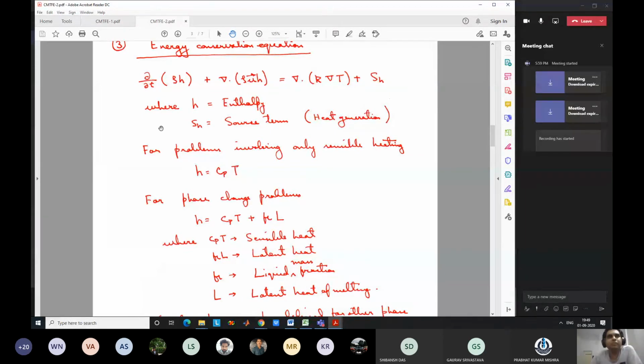So this also should be part of the energy, and then we write this H as Cp into T plus some mass fraction, sorry, not volume fraction, mass fraction into latent heat. What does this mass fraction represent? It represents how much of this control volume is one phase and how much of it is the other phase. For example, I will give an example of a solid melting problem. You have solid which is getting melted, and there is convection also during the melting.